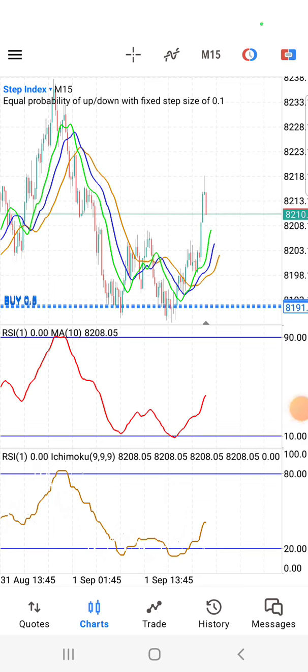So I am going to give you guys a detailed explanation on how this strategy works, and also the settings for the strategy.